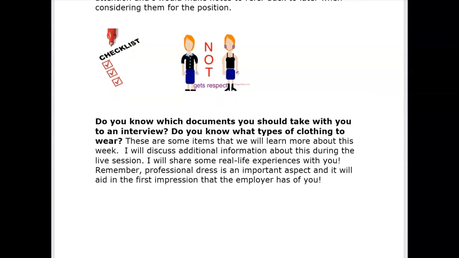All right, do you know which documents you should take with you to an actual interview? And do you know what types of clothing you need to wear? These are some other items that we will learn more about this week, and I will discuss some additional information during the live session. And I'm going to share some real-life experiences with you. Remember, professional dress is an important aspect, and it will aid in that first impression that an employer really gets of you.